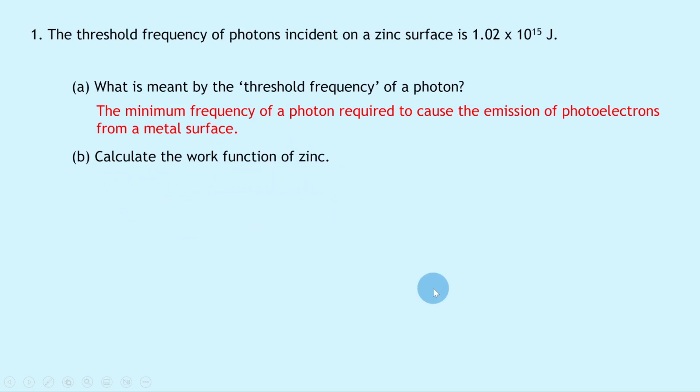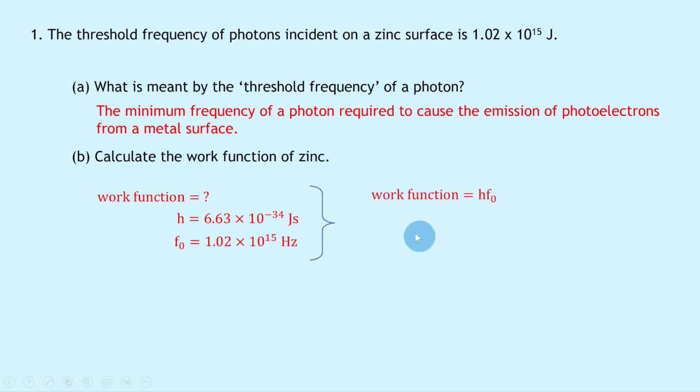Well, let's write down what we know from the question. We're trying to find the work function, which is in energy. We know that Planck's constant h is 6.63 times 10 to the minus 34 joule seconds, and the threshold frequency f0, we're told in the question, is 1.02 times 10 to the 15 hertz. So writing down our equation for work function, we have work function is equal to hf0. Remember, this is just the same form as E equals hf, but our energy here is the work function and our frequency is the threshold frequency.